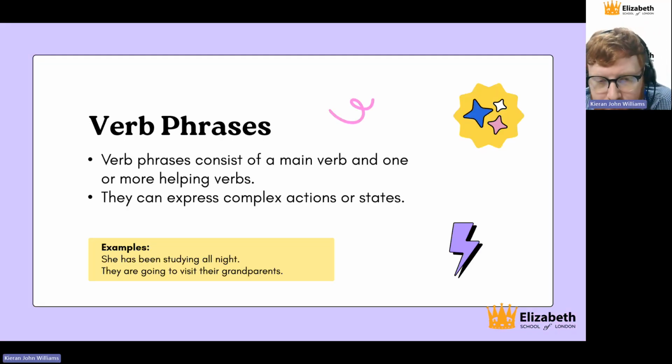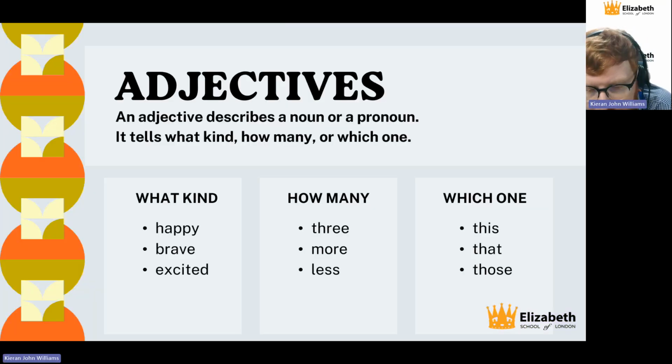Okay, now sometimes verbs exist as phrases. In this situation, it is not just one word, but it could be a combination of words, and it is a phrase, but it exists as a verb. So in the example, "they are going to visit their grandparent," "going to visit" is a full phrase, not just one word. And "going to" tells you that this is a future plan. Okay.